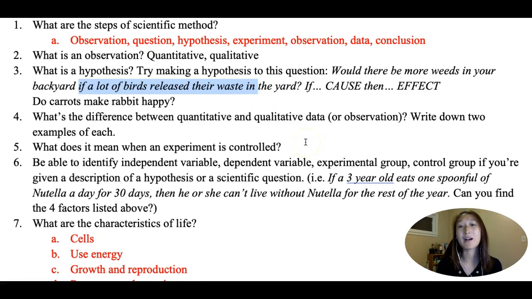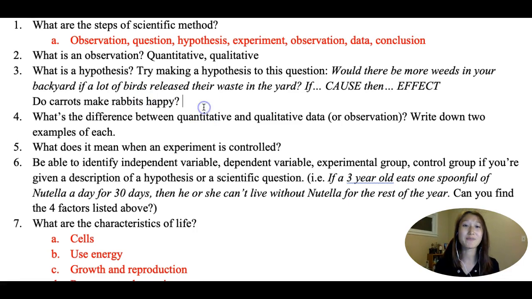So if you were to make a hypothesis, you could say, if a lot of birds release their waste in the yard, then there will be more weeds in your backyard, right? And then in this sentence, there's already an if in there, which is convenient, but it doesn't always go like that. Another example that I can have is, I can ask, do carrots make rabbits happy, right?